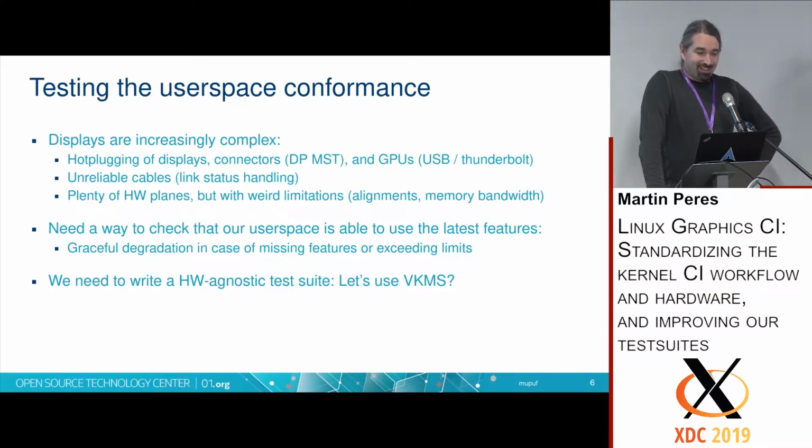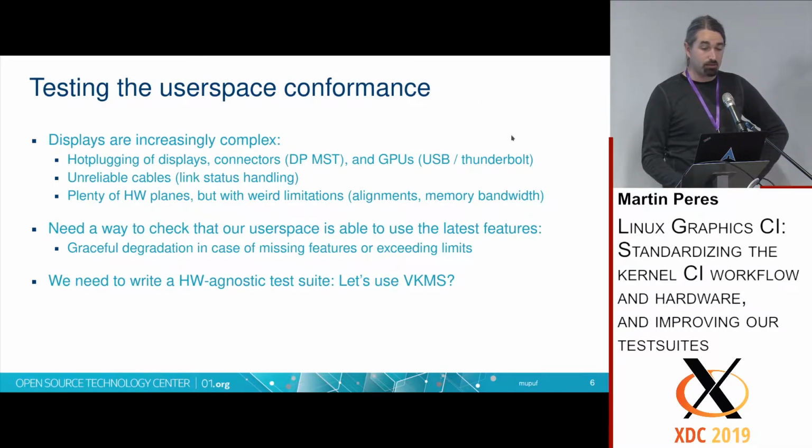Beautiful. Also, cables can be unreliable, and nowadays, because of the bandwidth that goes through these cables, there is a way for the screens to send a signal back to the OS saying, hey, you need to redo the link training and try a different frequency, or a different number of lanes, or things like this, which means user space needs to know how to handle that. Also, we have a lot of hardware planes, which is a good way to reduce power consumption. But the problem is that they come with weird limitations.